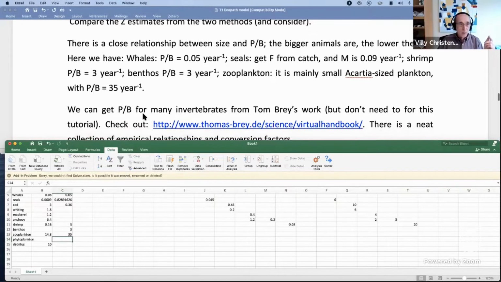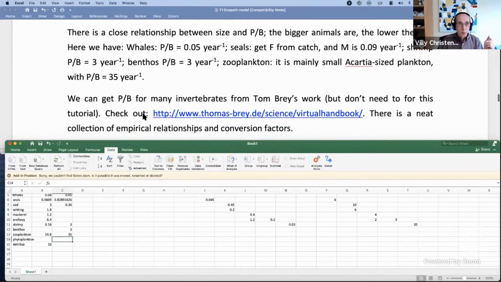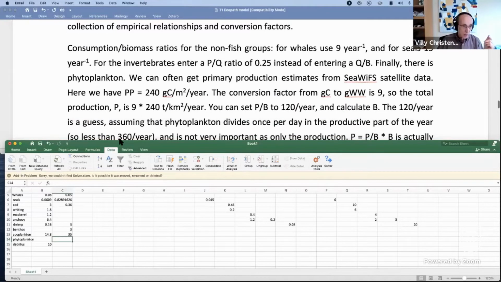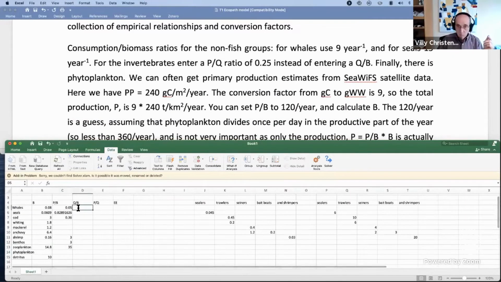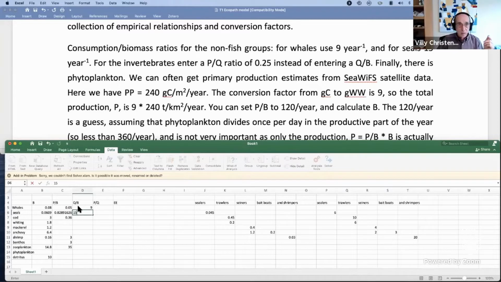That's the reference here. And then we go to consumption biomass ratios. For whales, we use 9. For seals 15 times the biomass per year. They eat a lot. And for invertebrates, we are going to be entering a ratio of 0.25 as the ratio between production and consumption.